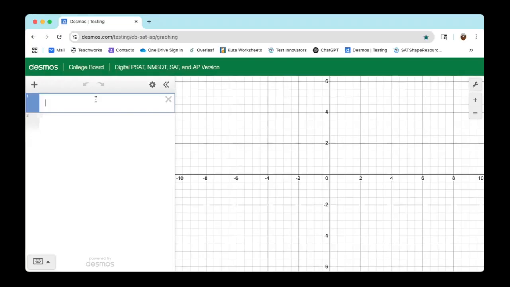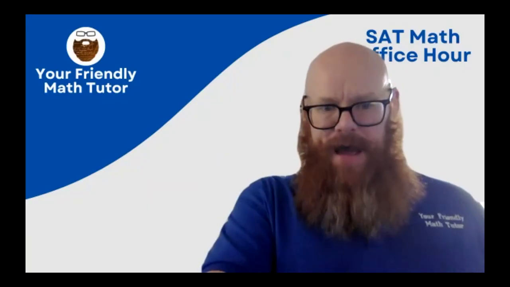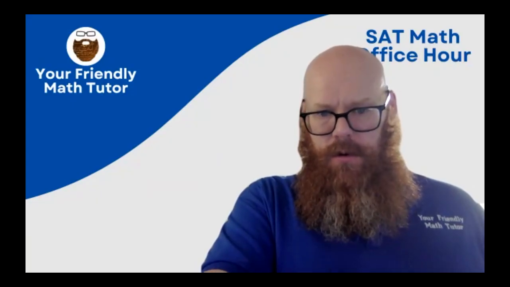I'm just going to put it in as is: 2x cubed plus 42x squared plus 208x. And I'm going to look at its x-intercepts. So negative 13, negative 8, and 0. So that's the only information we need from Desmos, the x-intercepts. So I'm just going to jump back to the actual problem.